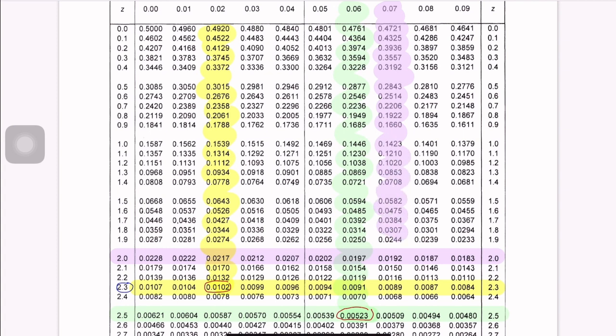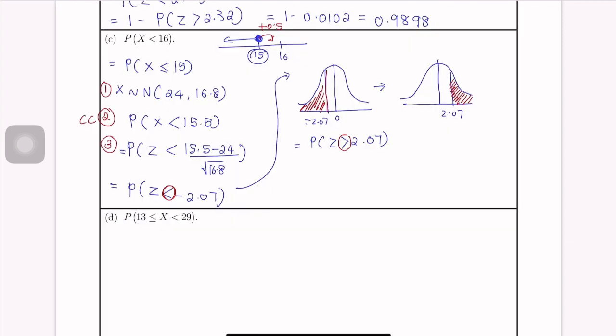Okay, so can you find the value? Yes, the value is 0.0192. So it equals 0.0192. This one is straight away from the table. You don't need to do 1 minus anything.